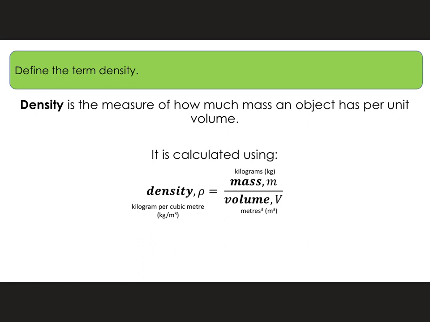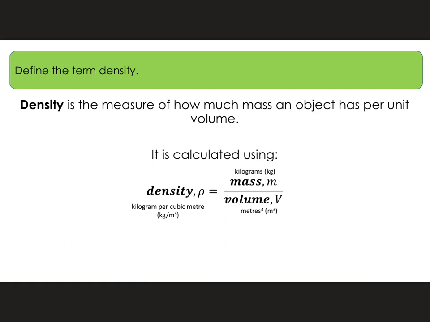To calculate density, we use the equation that's shown on the screen, where density is equal to mass over volume. You should have come across mass and volume already, so remember that mass has the symbol m and is measured in kilograms. Volume has the symbol capital V and is measured in meters cubed. Density is a new quantity that we're learning about today that has the symbol rho from the Greek alphabet and is measured in kilograms per cubic meter.